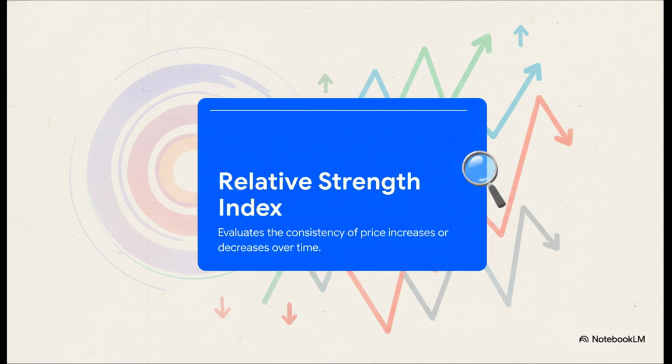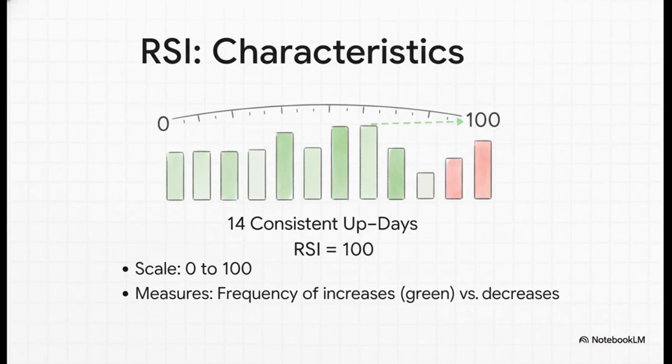It's always asking, over the last 14 days, how have the up days stacked up against the down days? And right away, you'll notice something much more familiar. The RSI uses a normal, straightforward 0 to 100 scale. No inverted weirdness here. The higher the number, the stronger and more consistent the upward momentum has been. And just to give you an idea, an RSI reading of 100 literally means the price closed higher every single day for the past 14 days. Now that's what you call persistent buying.